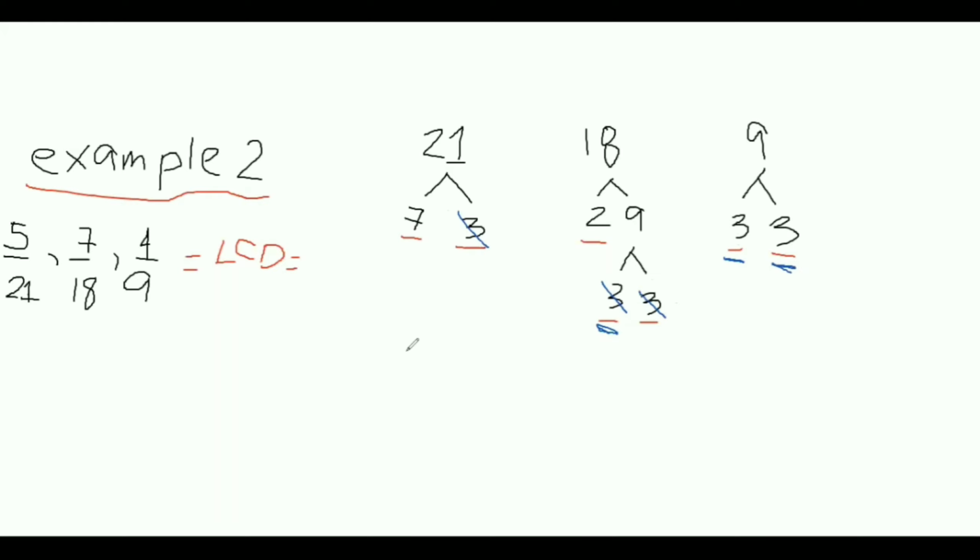So, ang mga natira ay 7 times 2. Ito yung 7. And then 2. Nung dalawa na-cancel. Okay, 3 times 3.